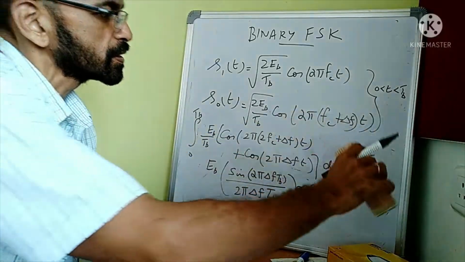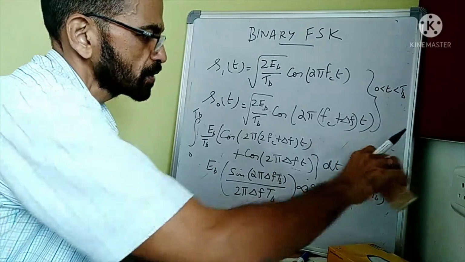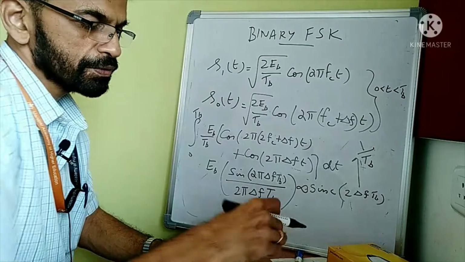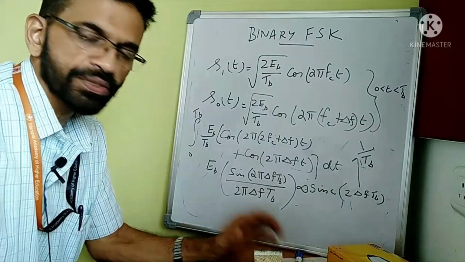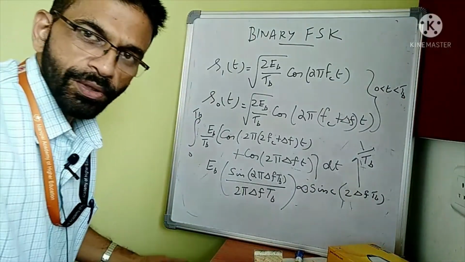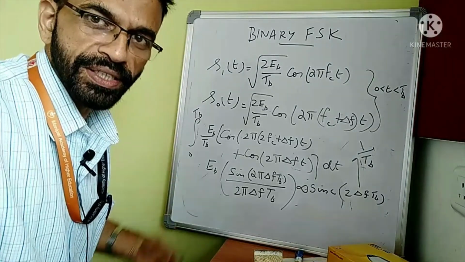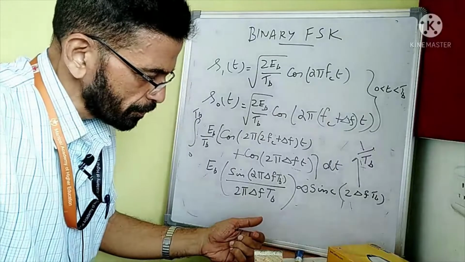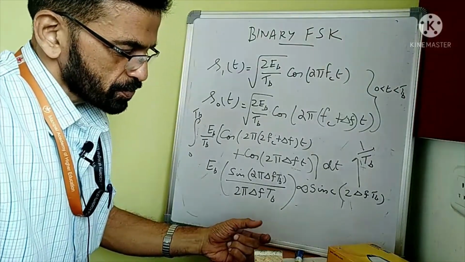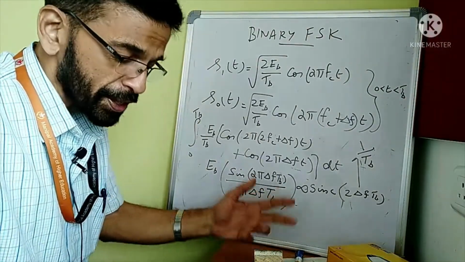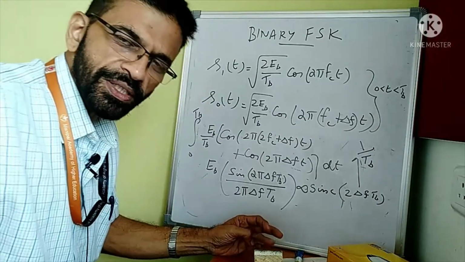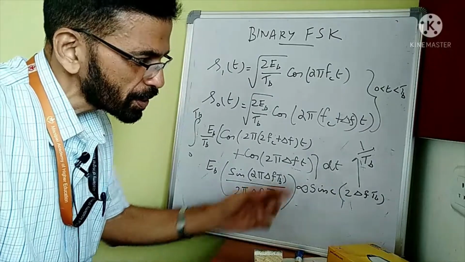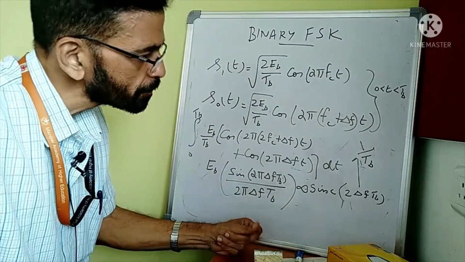And that integer can also be just 1. So delta f we will set as 1 by TB in the subsequent discussion. 2 by TB also works. In fact, any integer times 1 by TB will work, but when delta f is 1 by TB, it is definitely less than 2 by TB. So making it 1 by TB, we can minimize the bandwidth.